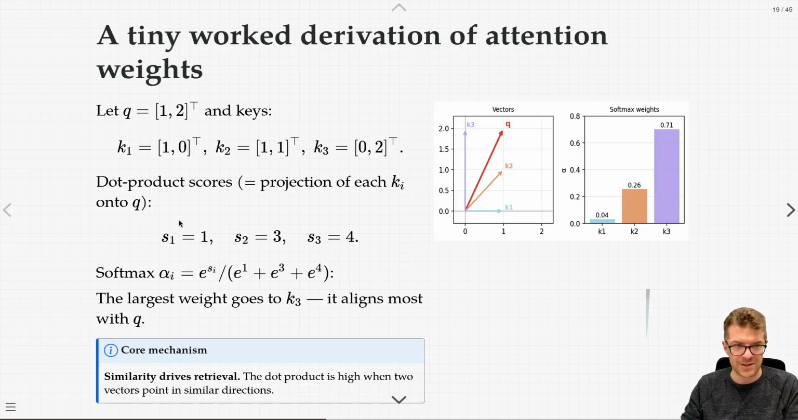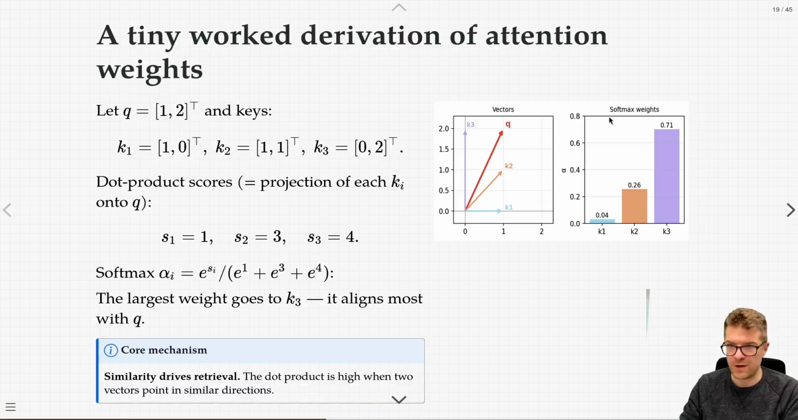So in this case, it's 1. In this case, it's 1 plus 2, which is 3. And then it's 0 plus 4, which is 4. So we have our dot product scores for vectors 1, 2, and 3. I'm not doing any of the scaling I mentioned before in that other example. This is just raw dot products. I can feed these into my softmax function.